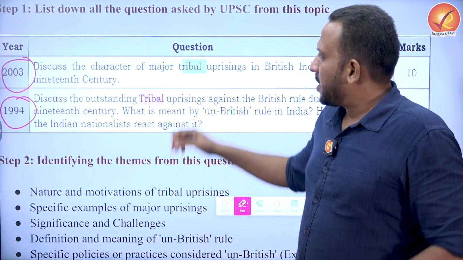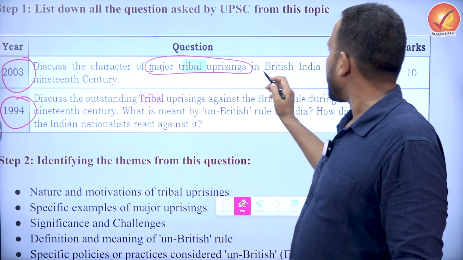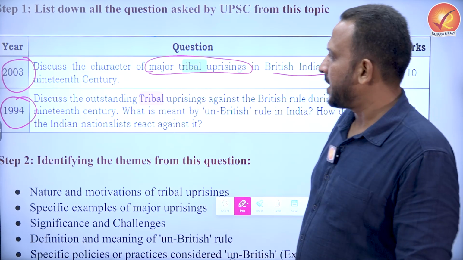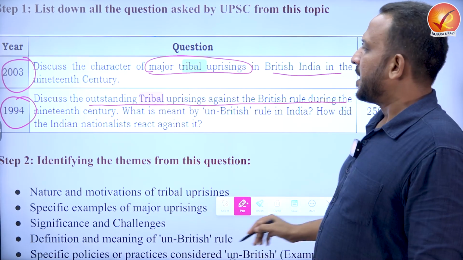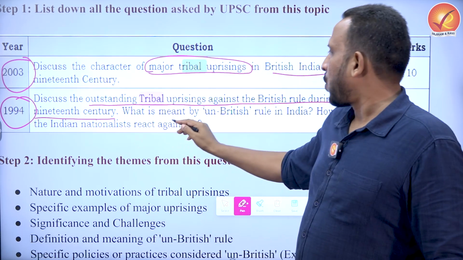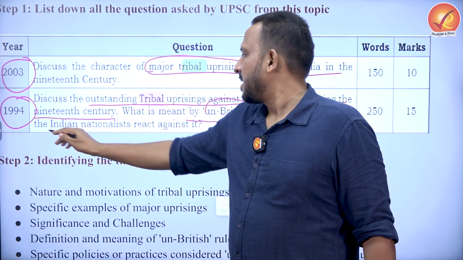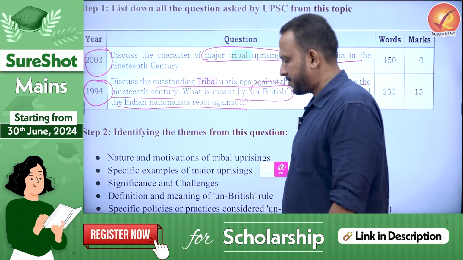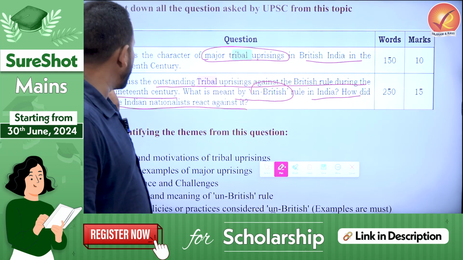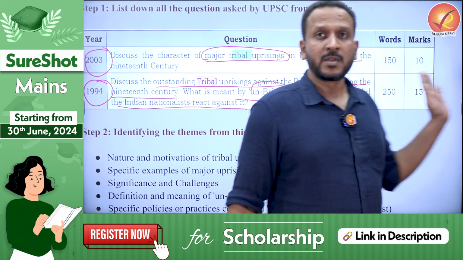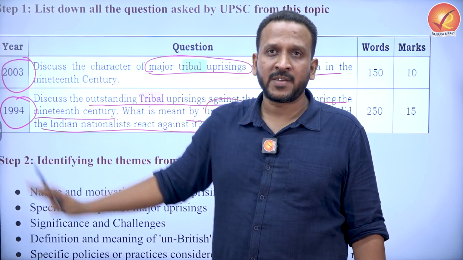Okay. Discuss the character of major tribal uprising in British India in the 19th century. Discuss the outstanding tribal uprising against the British rule during the 19th century. What is meant by un-British rule in India? How did Indian nationalists react against it? These are the two previous year's questions I have found in how many years? See, one question was in 2003, another question was in 1994.